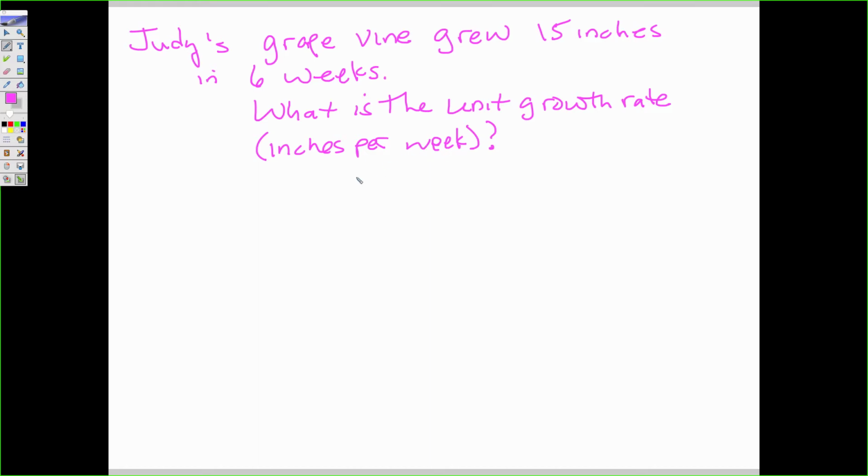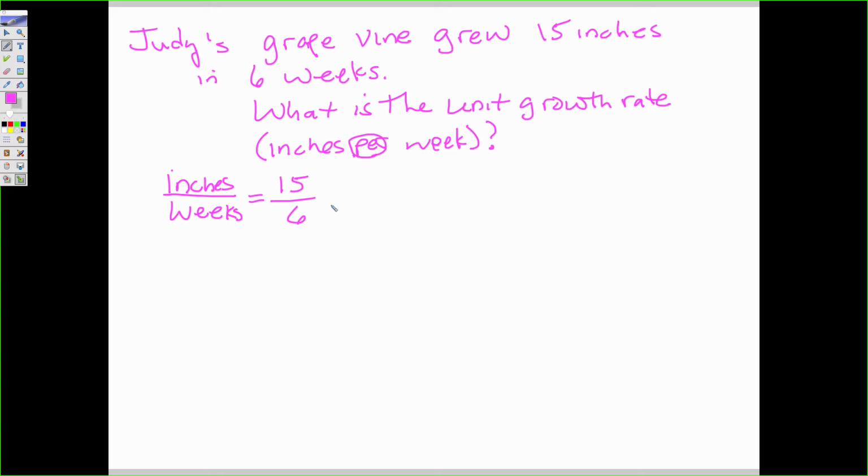All right, so first we're going to start off and just label our ratio. We have inches, and the per is the fraction bar here. So inches per week. And so far we know that her grapevine grew 15 inches. So everything to do with inches we're going to put up here in the numerator. And it was in 6 weeks. So everything to do with weeks is going to be down here in the denominator.